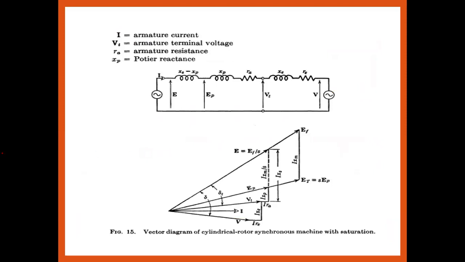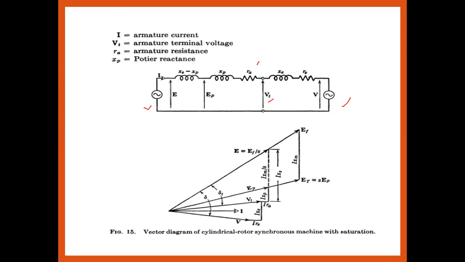In this diagram you have to observe that the two machine system is used, machine 1 and machine 2. The armature current is the current flowing from one end to the other, whereas V_T is the armature terminal voltage, R_A is the armature resistance, X_P is the Potier reactance, and X_E is the equivalent reactance that we are to find.